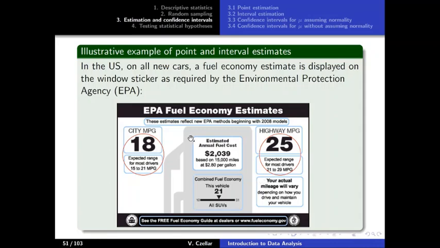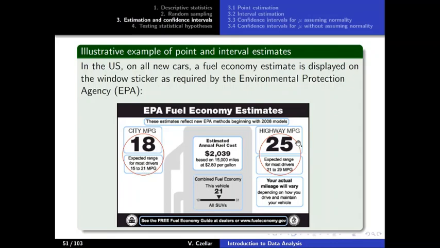So what I want to emphasize. If you look on the left, you see this 18. 18 is the miles per gallon of this particular car. And below this 18, you can see the expected range for most drivers, and it's between 15 and 21. So 95% of drivers for this particular car manage to do between 15 and 21 miles using a gallon.